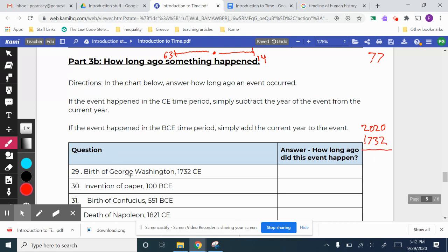In this case, the event is the birth of George Washington, 1732. So how long ago was George Washington born? And again, you can use your cell phone or a calculator here. Unfortunately, I got to do some borrowing. All right, we have 8. According to my math, George Washington was born 288 years ago.